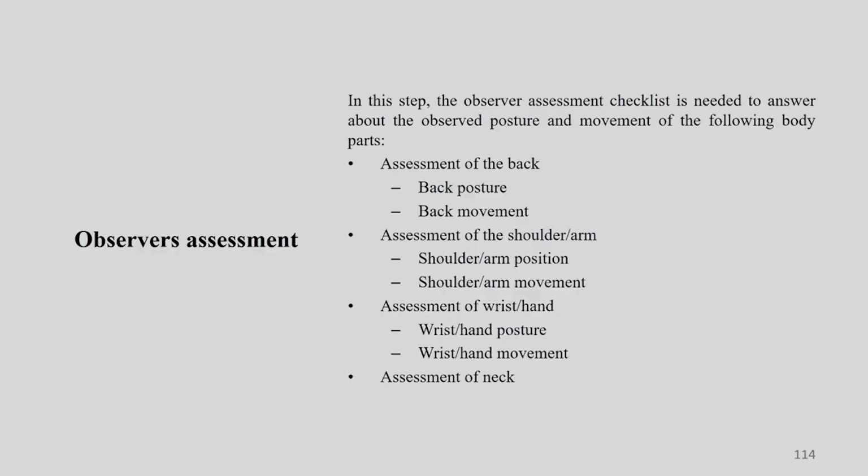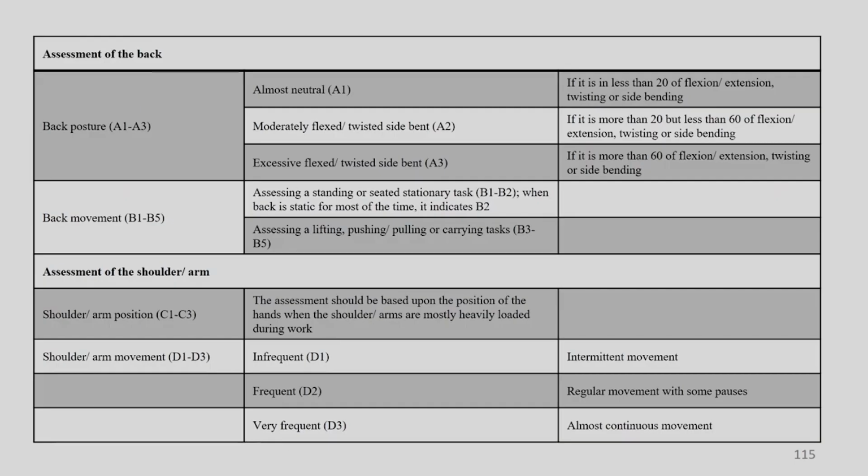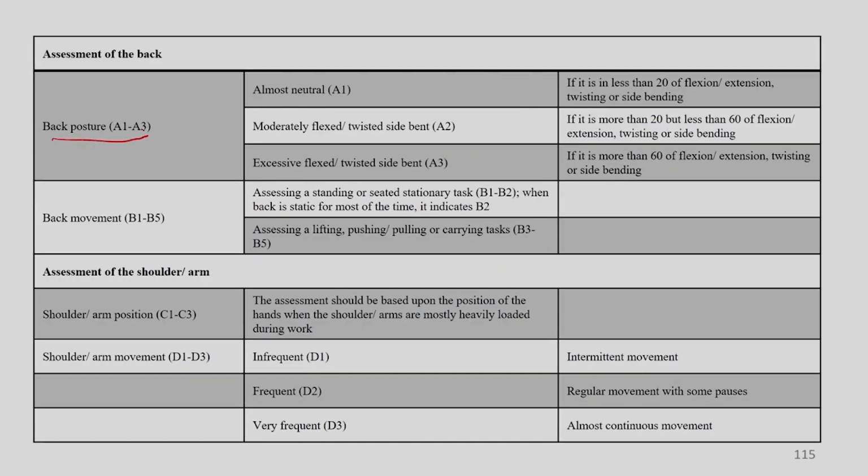For shoulder also, shoulder and arm position and their movement. Wrist also, wrist posture or position and the movement. Similarly for neck. So this is the detail of your assessment. So there is some kind of numbering. So back posture, you will get the answer from A1, A2 and A3. So this is the description of A1, A2, A3. For back movement, B1 to B5. Okay, so here you get the description of it.